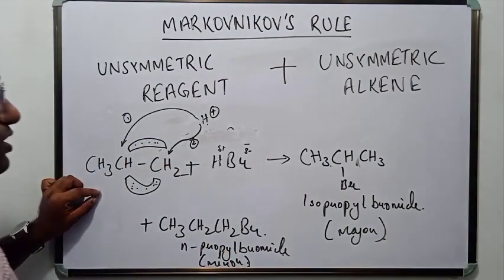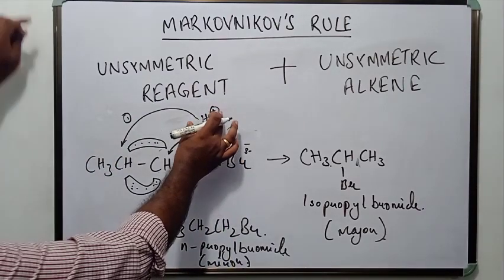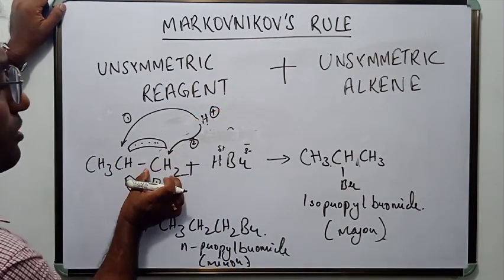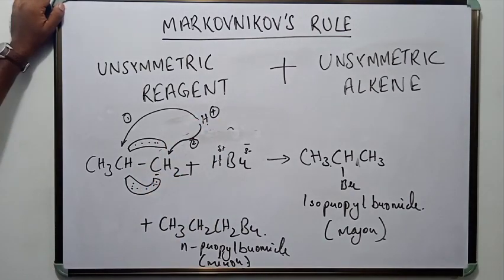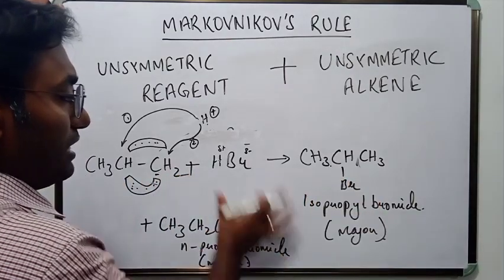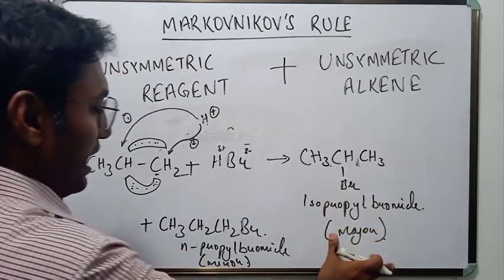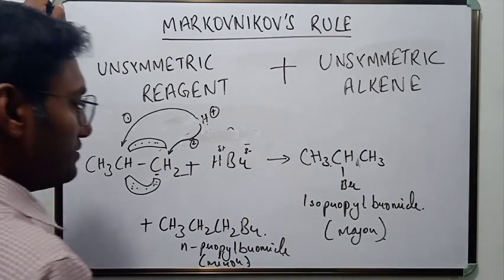So this is what Markovnikov stated. H plus, the positive addendum, will go to that carbon which already has a higher number of hydrogen atoms. That is, in this case, it will go to this carbon atom. And accordingly, Markovnikov said that the major product will be formed. Here in this case, isopropyl bromide is the major product and N-propyl bromide is formed but in very small quantity.